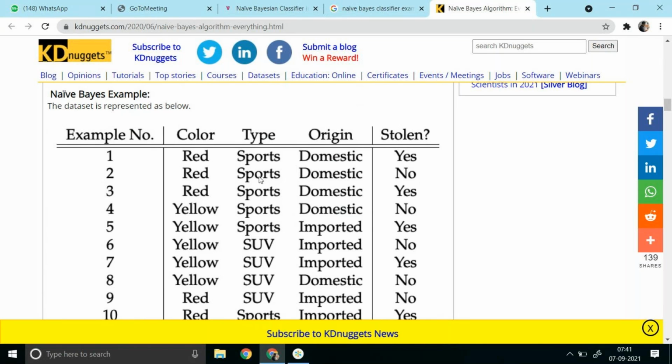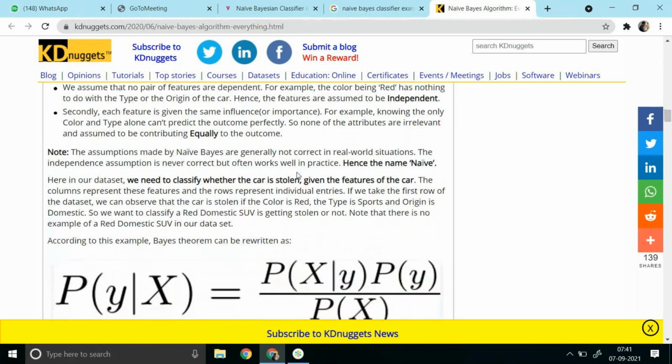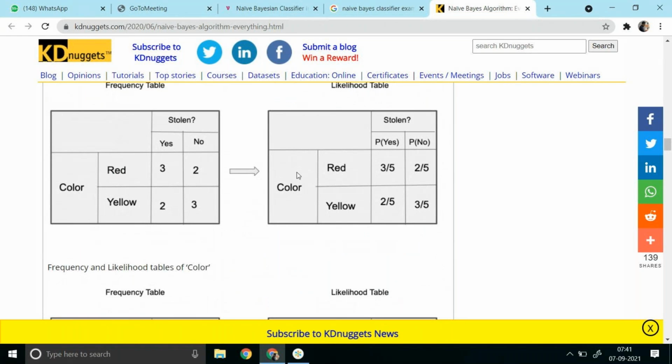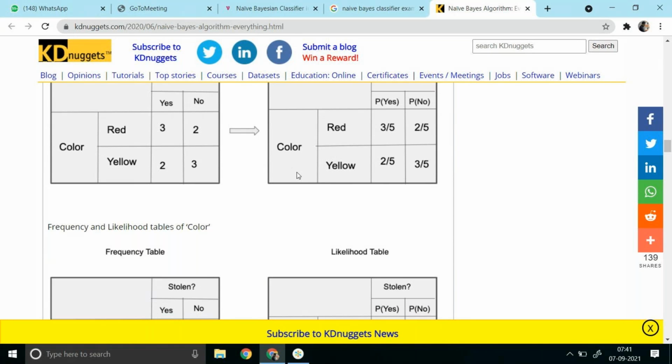Now first, the probability of yes is 0.5, and the probability of no is 0.5. Probability of yes means probability of yes times probability of red given yes times probability of sports given yes times probability of domestic given yes. See what value you get for that. Then do the same for no: probability of no times probability of red given no times probability of sports given no times probability of domestic given no. Now check which value you have got more. If you have got yes more, we say the car is stolen. If you have got the probability more for no, we say the car is not stolen.